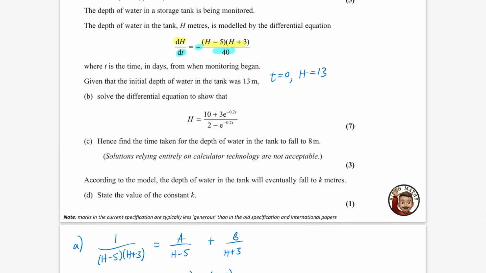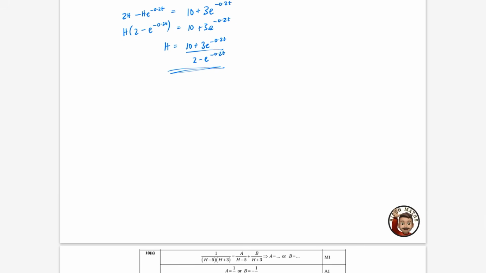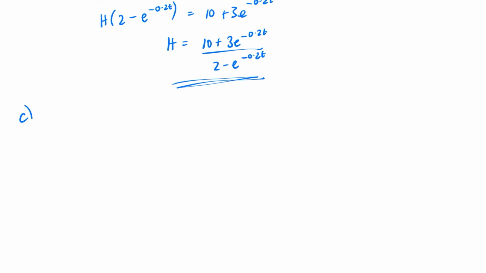Okay. It then says, hence find the time taken for the depth of the water in the tank to fall to 8 meters. In other words, they've now told us that h is equal to 8, and we want to find out what the time is. Now, if you couldn't do part B or even part A, you could still get these marks for part C and part D, because you can just solve this equation where h is equal to 8. So we're going to continue with this for part C.